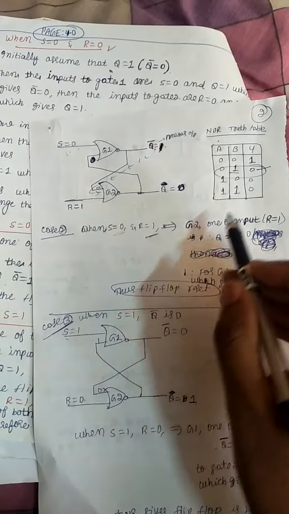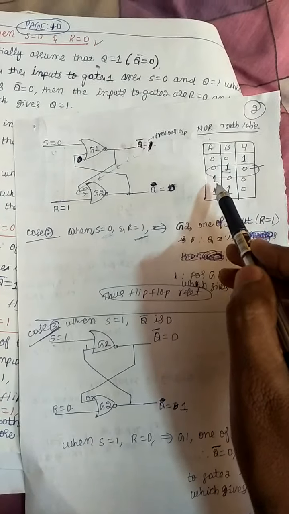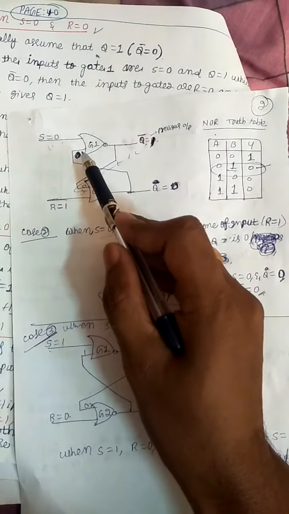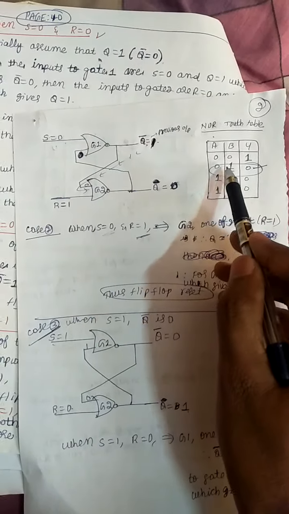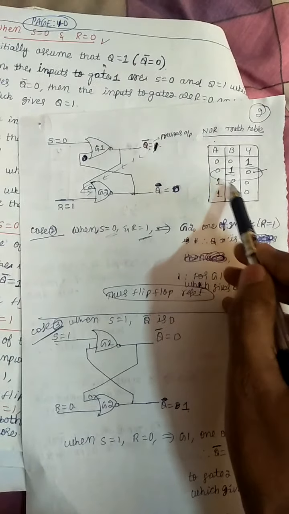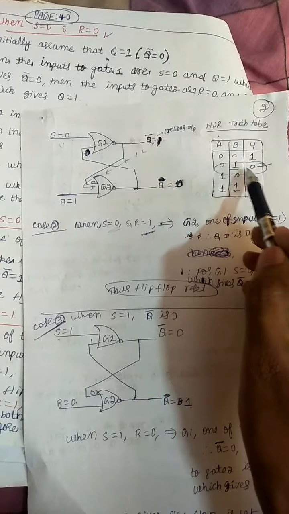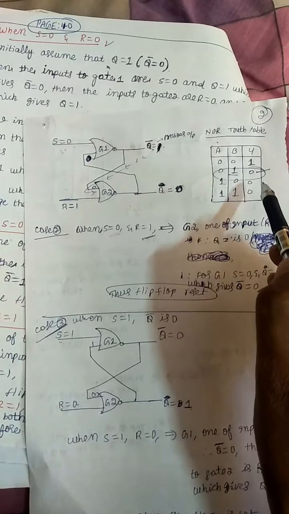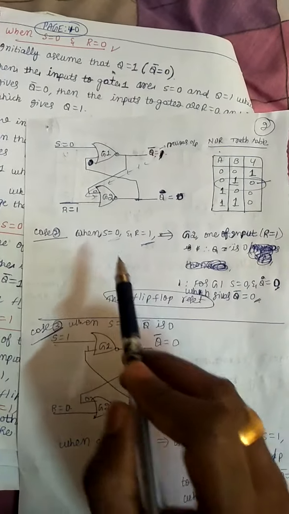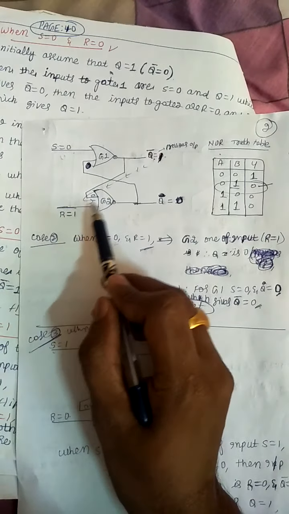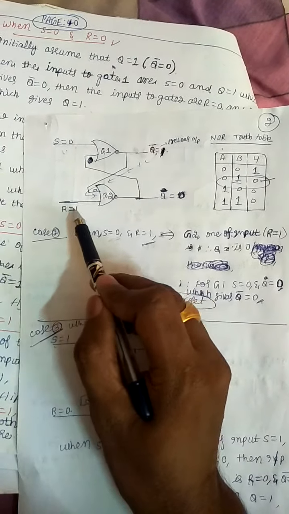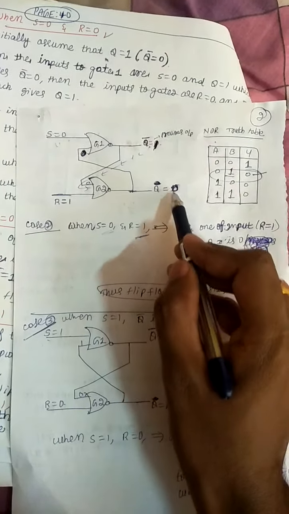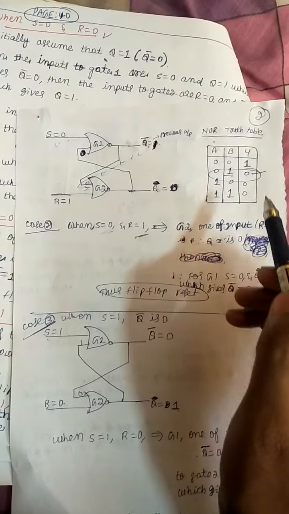In the NOR truth table, you might observe that if any one of the inputs to a NOR gate is 1, then the output is 0, right? So here for gate 2, one of the inputs is 1, therefore what is the Q here? Q should be 0.